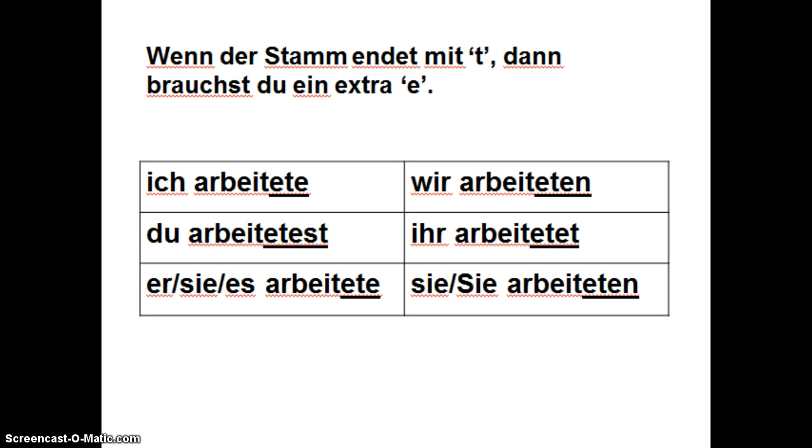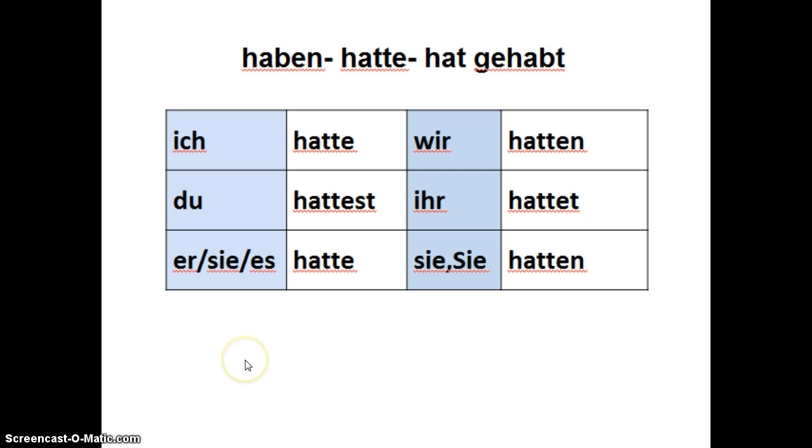Haben is a little unusual in imperfect because the stem of haben is hab. Right there, you can take a look at it, hab. But you don't use that in imperfect. We use the verb hatte as the source for imperfect. The endings remain the same. Hatte, hattest, hatte, hatten, hattet, und hatten.